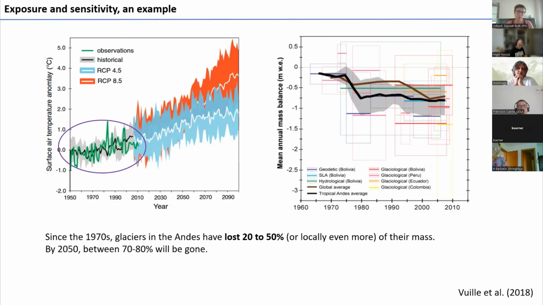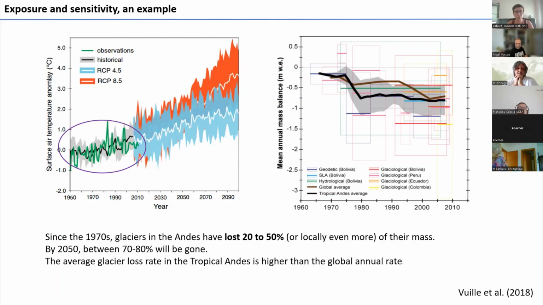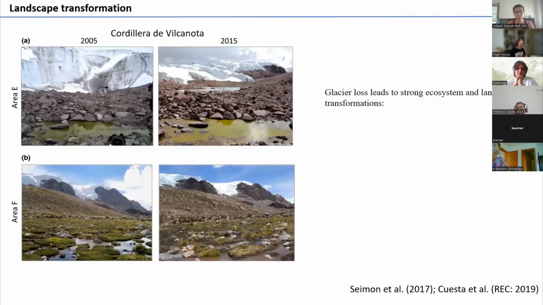Projections say that by 2050, between 70 and 80% of that mass will be gone. And the problem is that the average glacier loss rate in the Andes, in the tropical Andes particularly, is higher than the global annual loss rate. So there's a massive glacier loss that leads to strong ecosystem and landscape transformations.